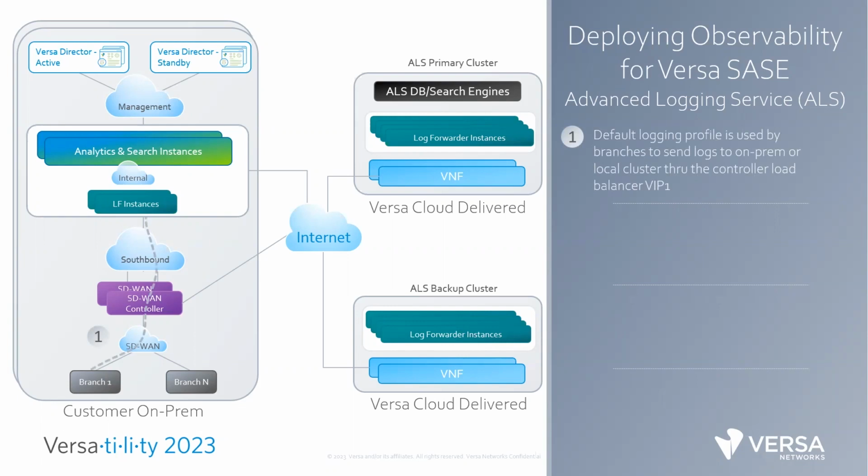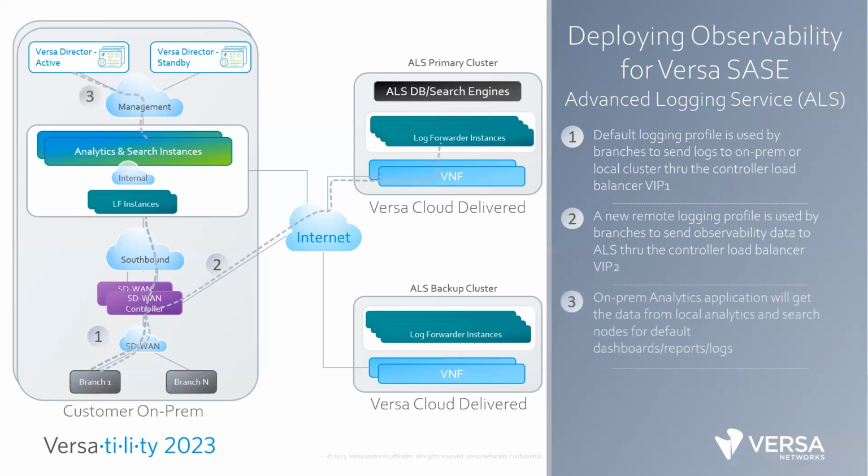Any high volume logs which require larger infrastructure can be sent on a secure channel from the branch through the controller to the advanced logging service solution. From the visibility point of view, you will still access your Director Analytics portal, and anything stored in your local cluster will be retrieved from there, and anything stored in the advanced logging service will be automatically retrieved by the application from the ALS cluster.